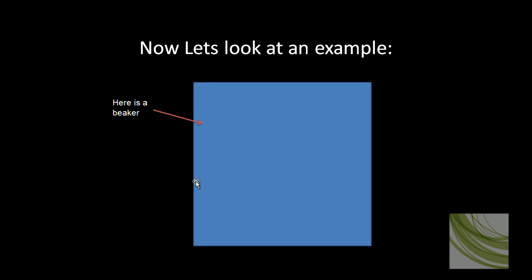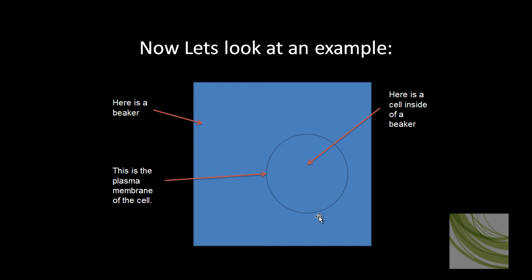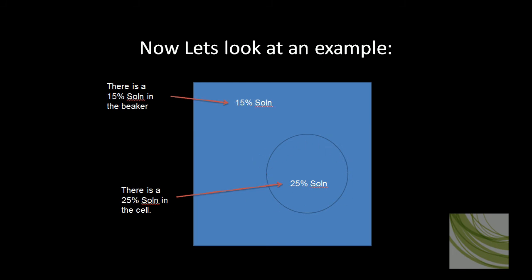Now let's look at an example of a diffusion problem. This is a beaker. Granted, it's not a very good beaker. I call it chuck art, but it'll serve our purposes. Inside the beaker, we're going to put a cell. That's the round object. The plasma membrane is the line of the circle around the cell, and there are two solutions that we're going to compare. Inside the beaker, we'll have a 15% solution. Inside the cell, we will have a 25% solution.